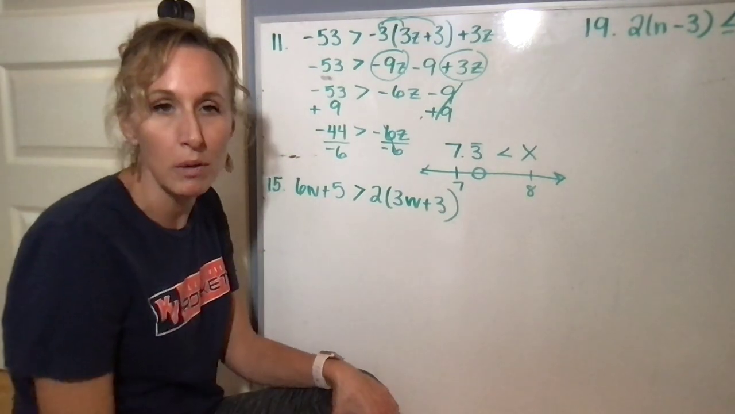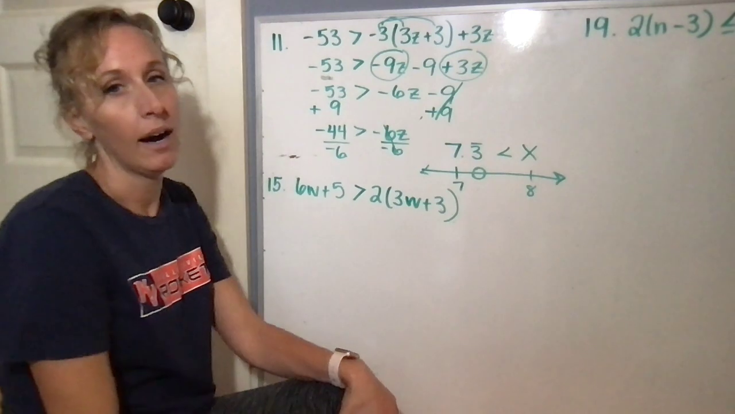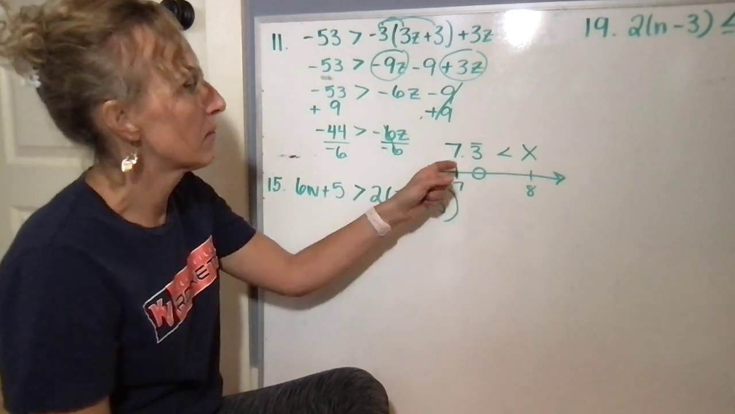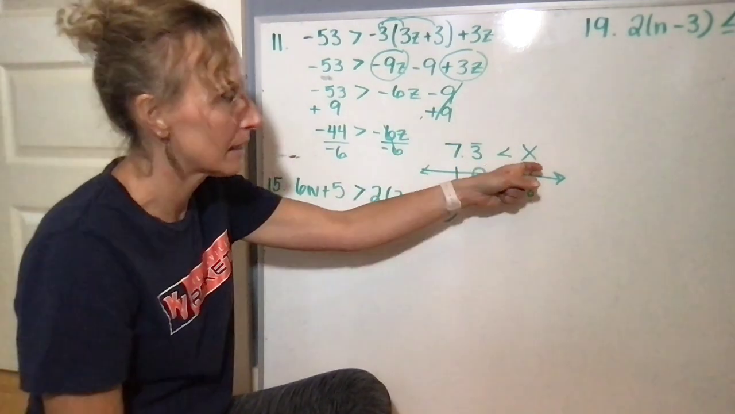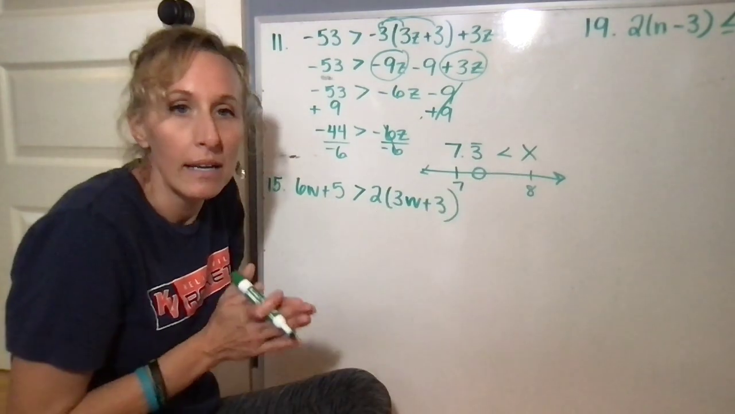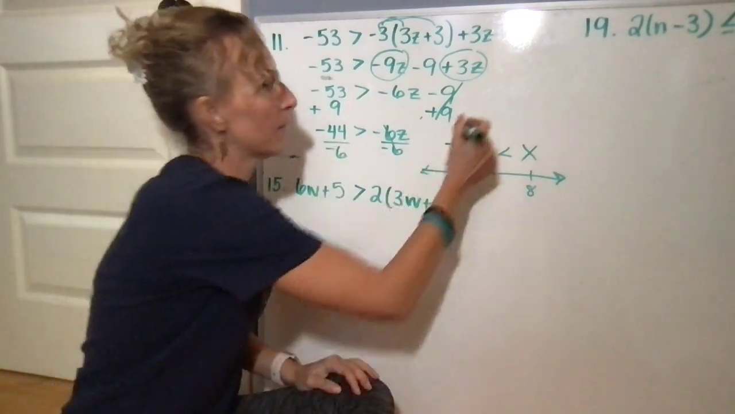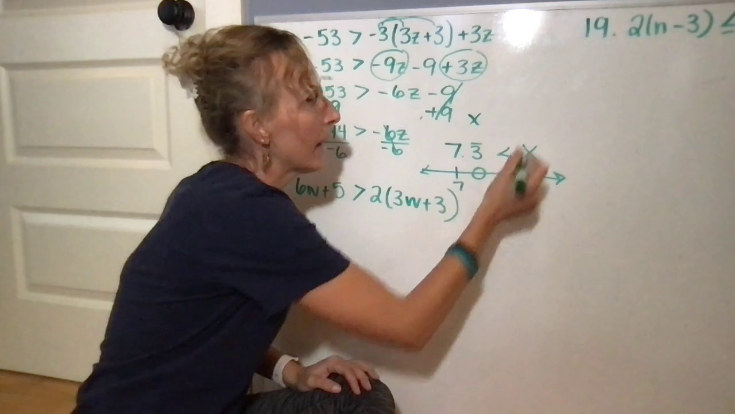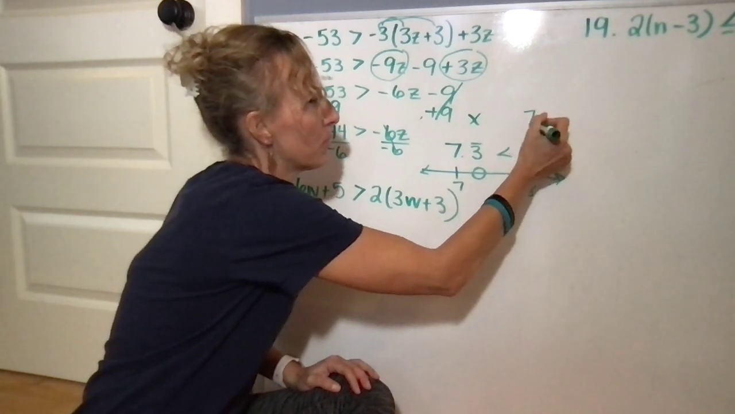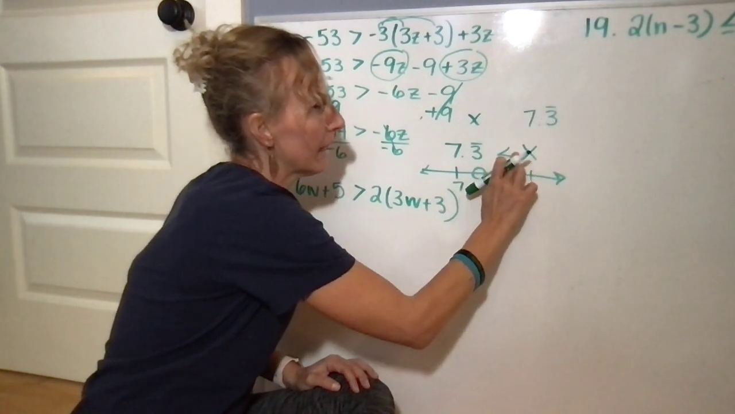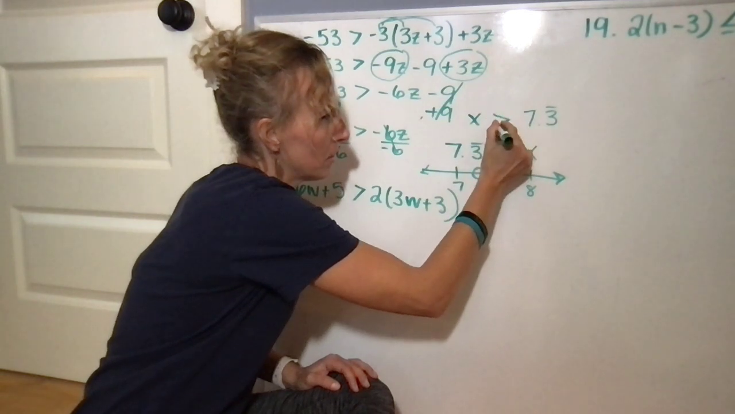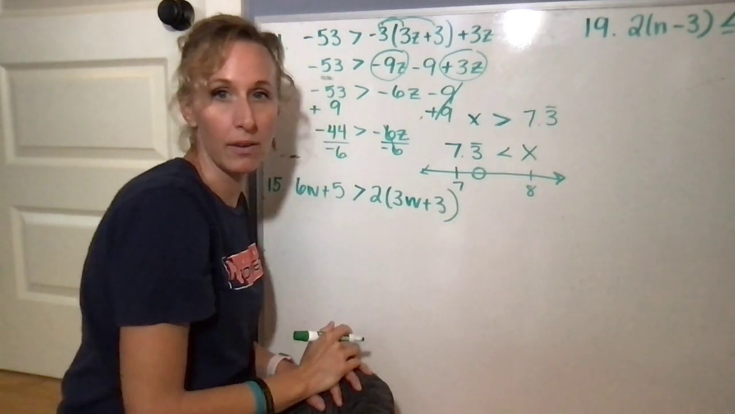And to determine which way it is pointing, you can either read it, 7.3 repeating is less than x, or you can write it so that the x is on the left side. If I write this the other way, right, x and 7.3 repeating, the alligator is eating the x, so I'm going to go ahead and make it eating the x and just write it the other way.